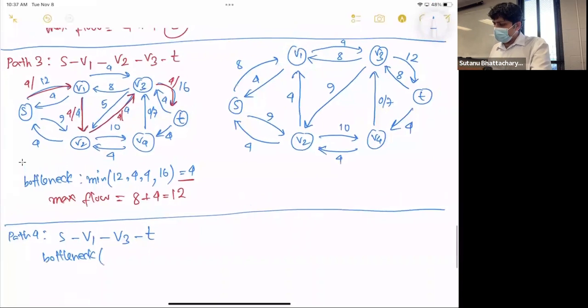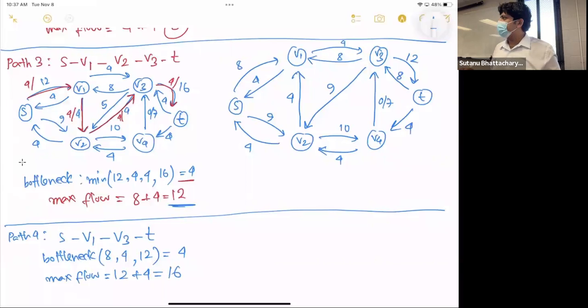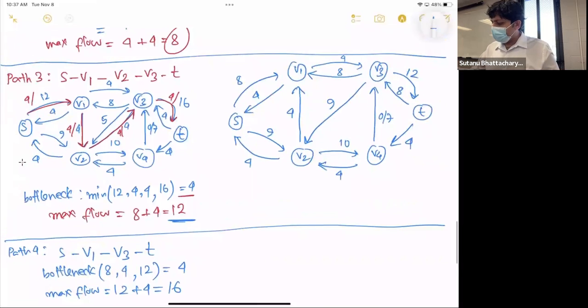S to V1, the remaining capacity is 8. V1 to V3, it is 4. V3 to T, it is 12. So the bottleneck is 4. My max flow previously was 12, so 12 plus 4 is 16. Max flow becomes 16. I'm modifying this graph to save time.